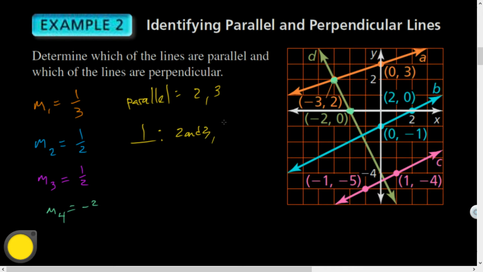Nope. 4? 2 and 4. Sorry, and 3 and 4, right? Yeah, okay. Oh, you're right. Oh, wow. You're so good. I didn't even notice they had names.